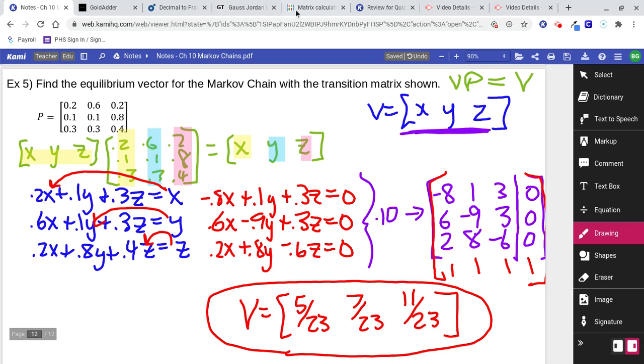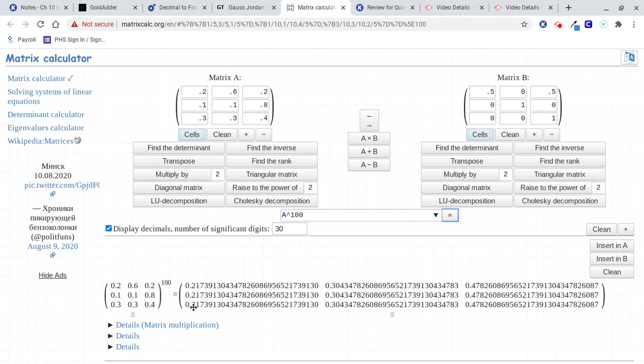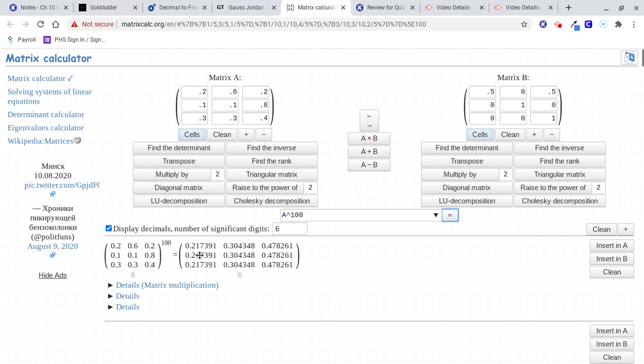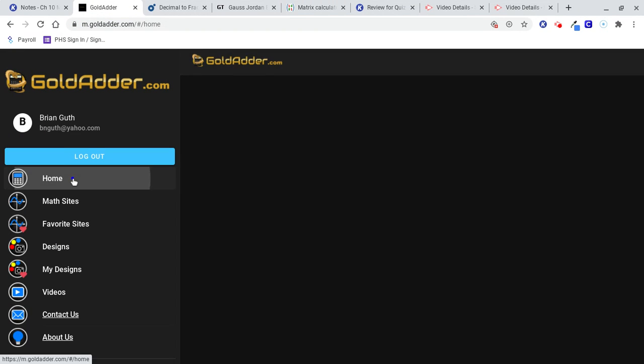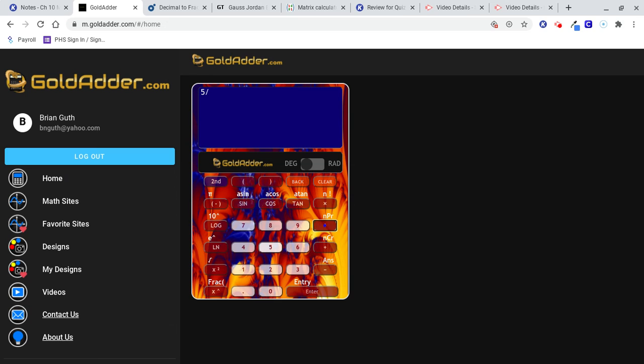Okay? If you wanted to think about that as decimal because it makes more sense to your brain, go back here and think about what this meant when we took it to the 100th power. I'm going to kick down the sig figs to something more manageable. Basically, 22% end up in that first state, and 30% end up in that second state, and 47% in the third state. Or, even do this: 5/23 is about 22%, and 7/23 is about 30%, and 11/23 is about 48%.